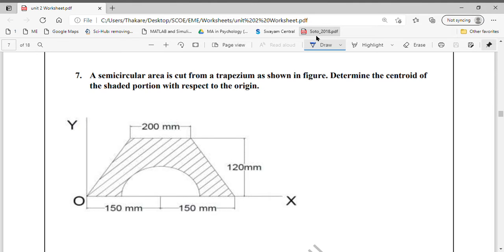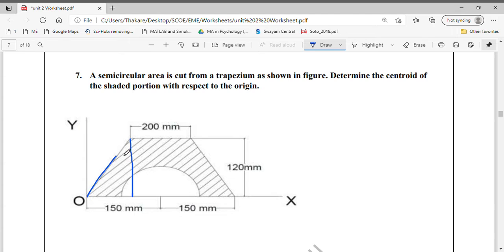Hello all. In this video we will be discussing one problem in which we will determine the centroid and moment of inertia of the shaded portion in the given figure, which is a trapezium. To determine the centroid or moment of inertia of this complex figure, we will first divide it into known sections whose values are easy to determine.